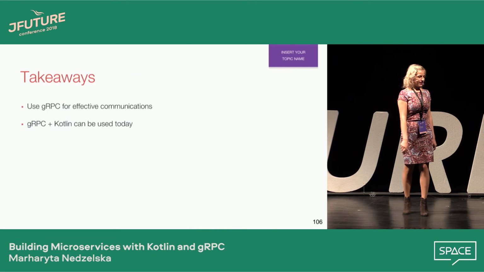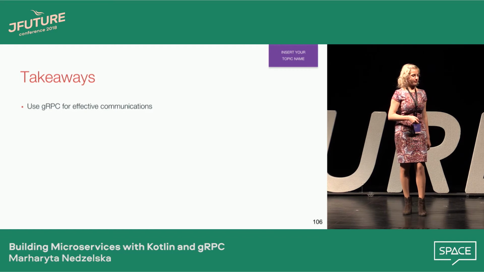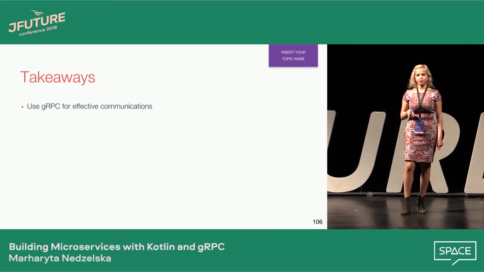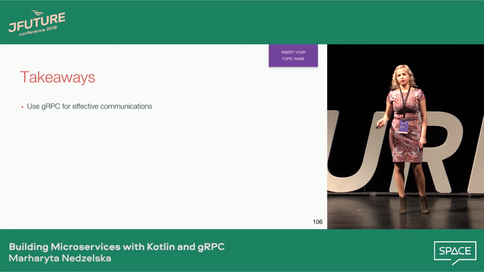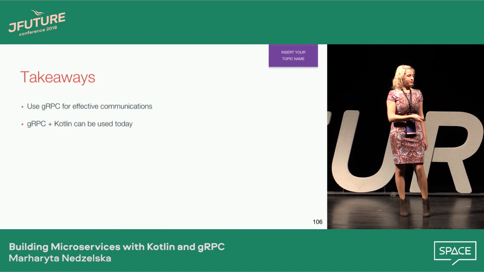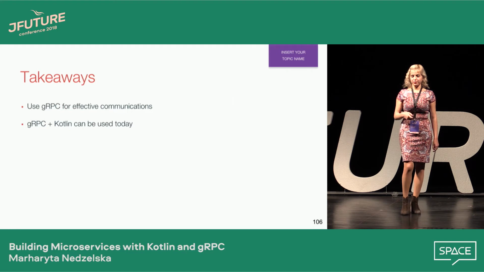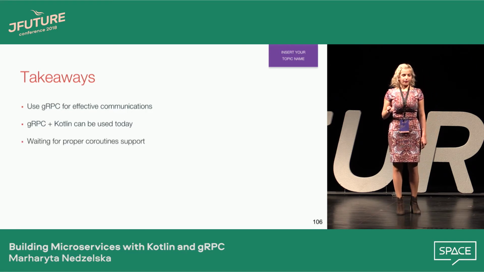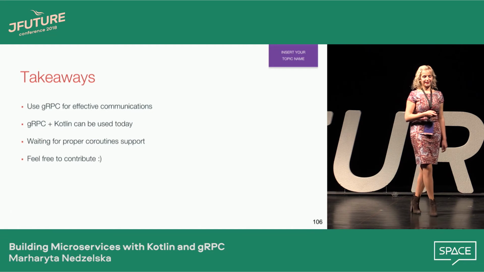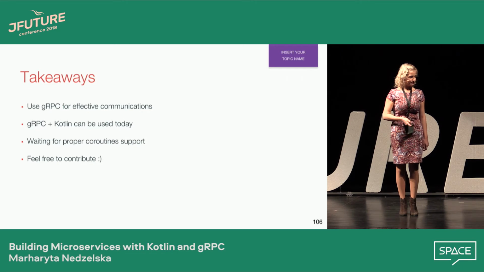I hope for this. So, takeaways I want you to take from my presentation. First of all, use gRPC for effective communication. Doesn't matter whether it's Kotlin, Go, Python, Java, you use it because it's cool. Then gRPC plus Kotlin can be used today. It's not ideal, but it works, and it will be improved in the future. Then we are waiting for proper coroutine support, hoping for this, and feel free to contribute. It will be really cool if you contribute to it, and we'll be happy sooner.